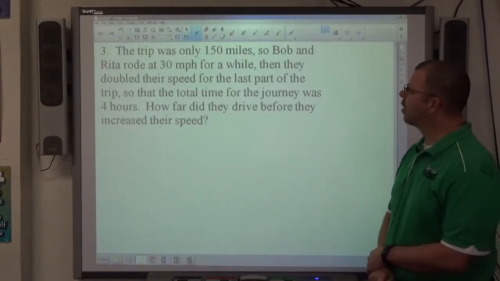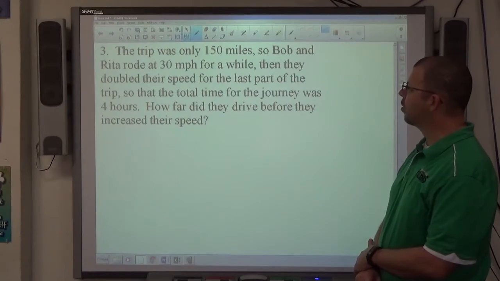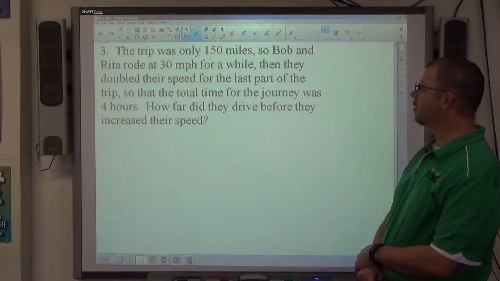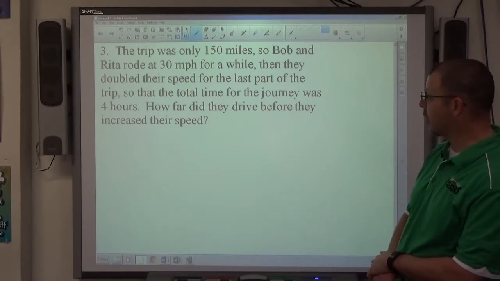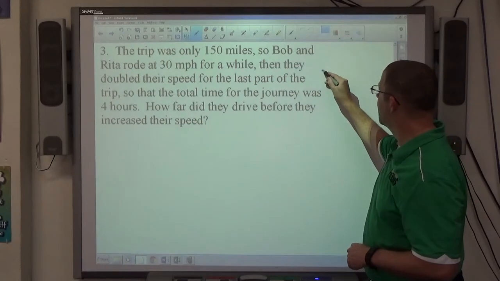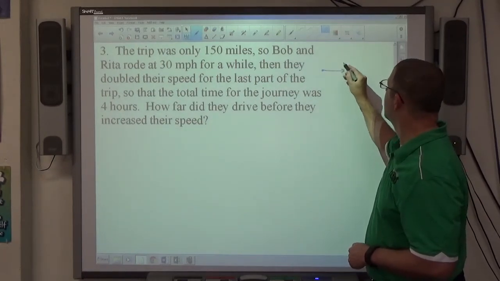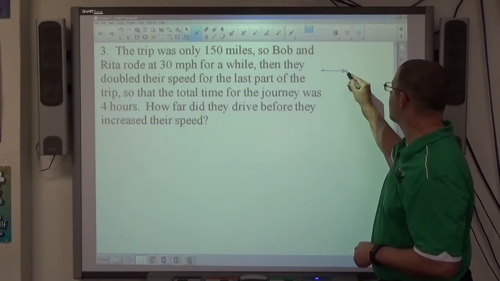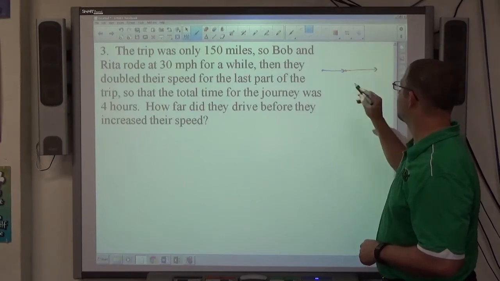Number 3, the trip was only 150 miles, so Bob and Rita rode 30 miles per hour for a while. Then they doubled their speed for the last part of the trip, so the total time was 4 hours. How far did they drive before they increased their speed? So they're here, and they drive part of the way. They decide they aren't getting there fast enough, so they speed up and go the rest of the way.